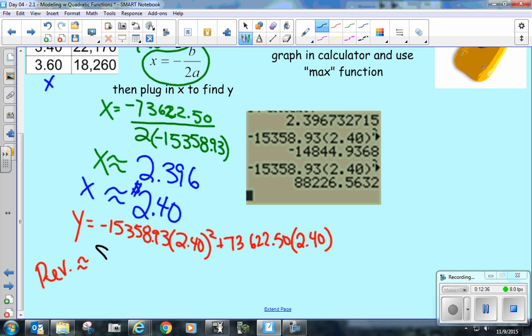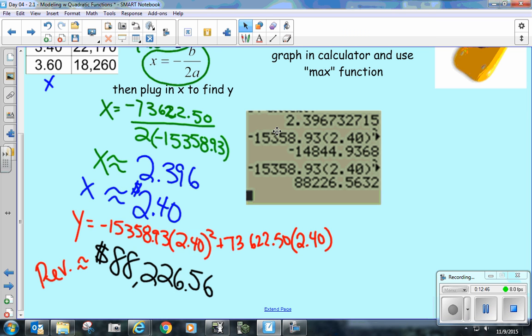Now keep in mind, it's $88,226.56. Your approximate profit. You're selling cardboard. It's a box. So it's nothing in the box? No, this is just the packaging.